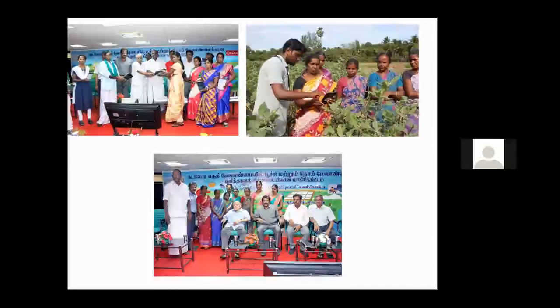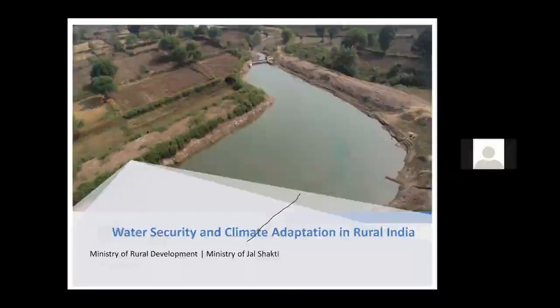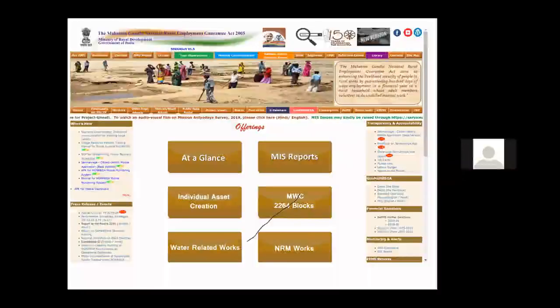And this is a very important project which I want to discuss with the community. This one is an Indo-German bilateral project. We are working closely with the government of Tamil Nadu, GIS and the Ministry of Rural Department also. So you all know that MGNREGA is one of the biggest projects in the country, where the government of India is pumping money for climate adaptation.